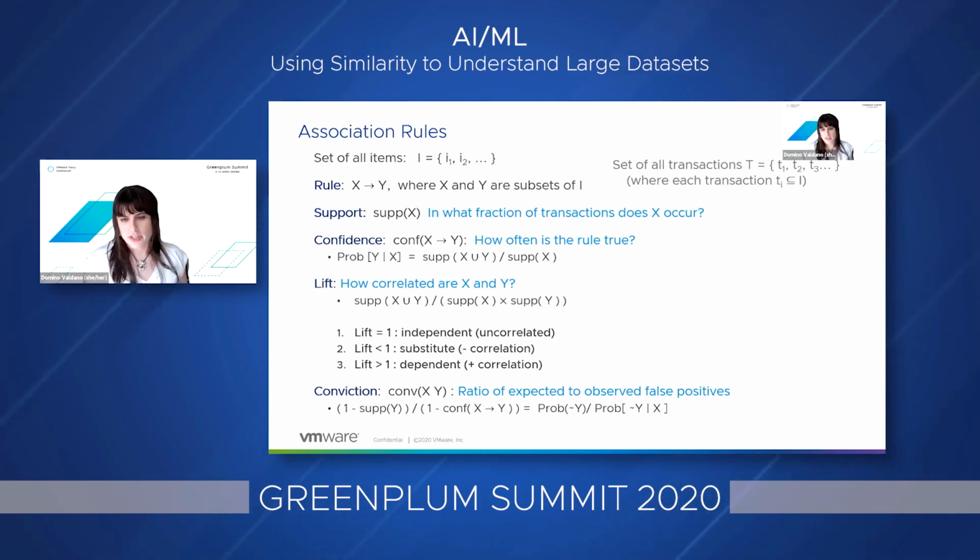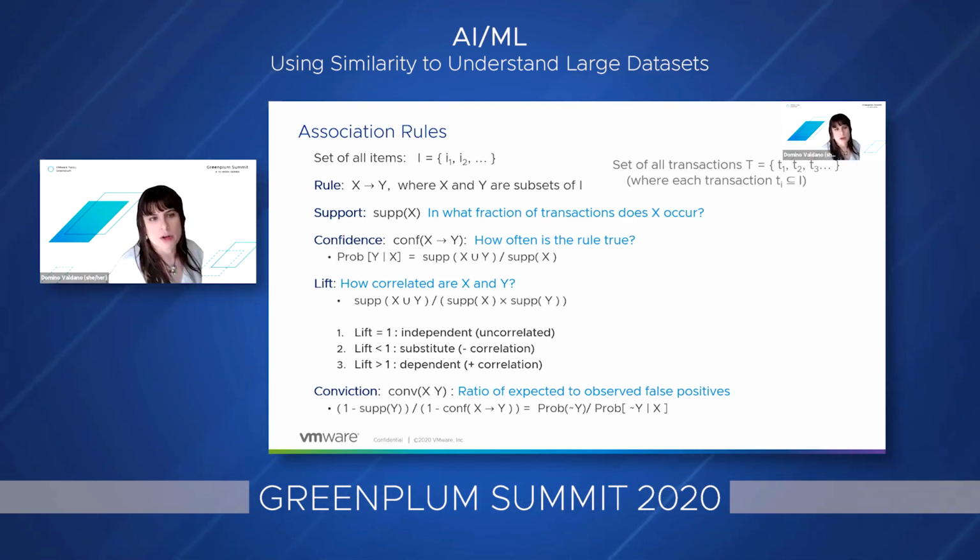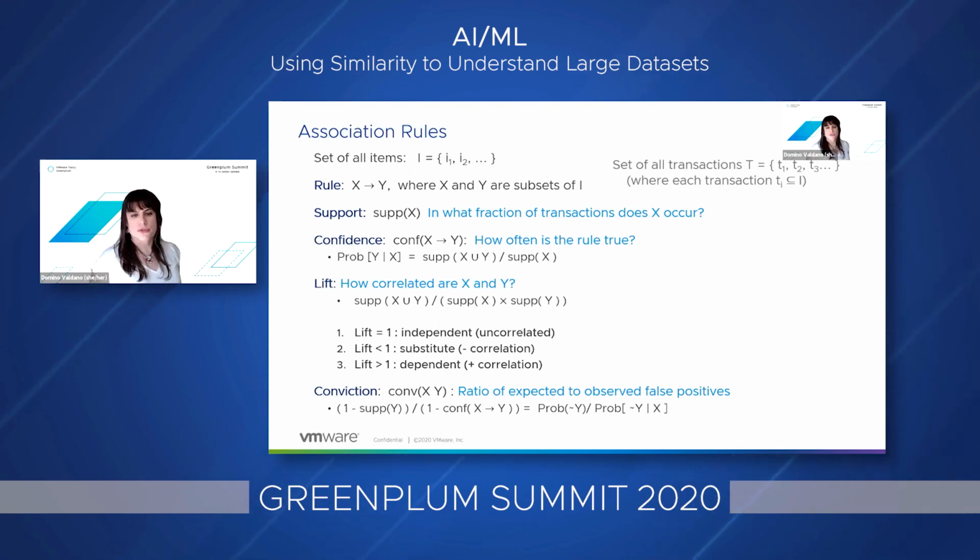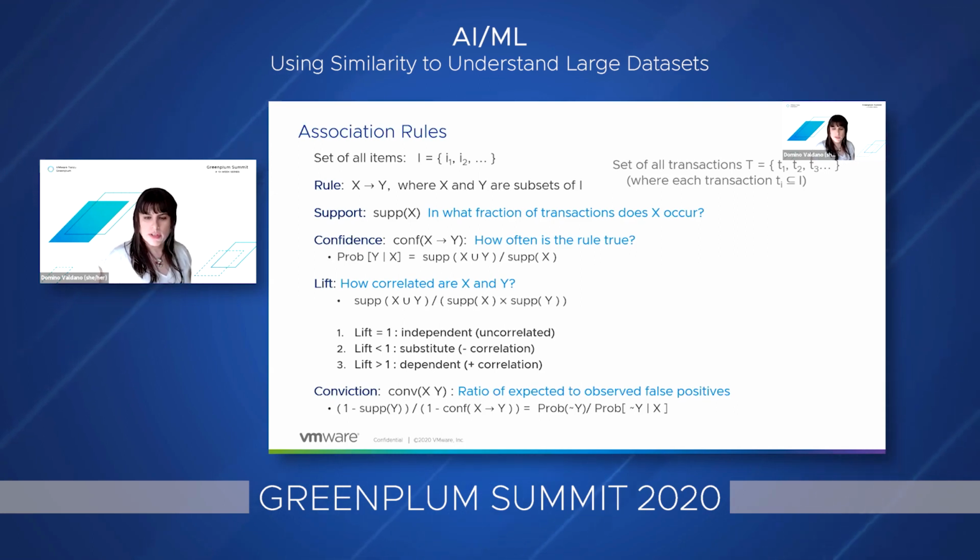The conviction is similar to the confidence, but instead of telling you about how often the rule is true, it tells you about the error rate, like how often the rule is false and how much better you do by imposing the rule as opposed to not imposing it.